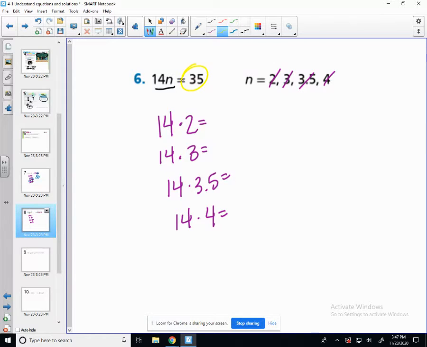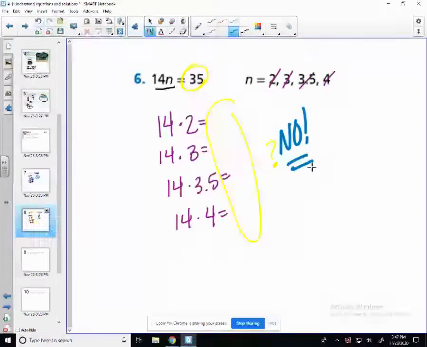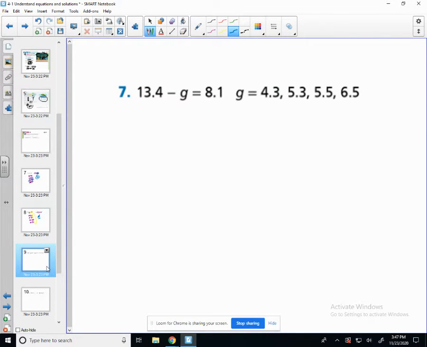Now remember, your answer has to equal 35. Do any of these answers equal 35? No. So none of them are the solution. And that's okay. That's going to happen sometimes. We're going to do the same thing here. Instead of G, we're going to do all of these. It's called trial and error.